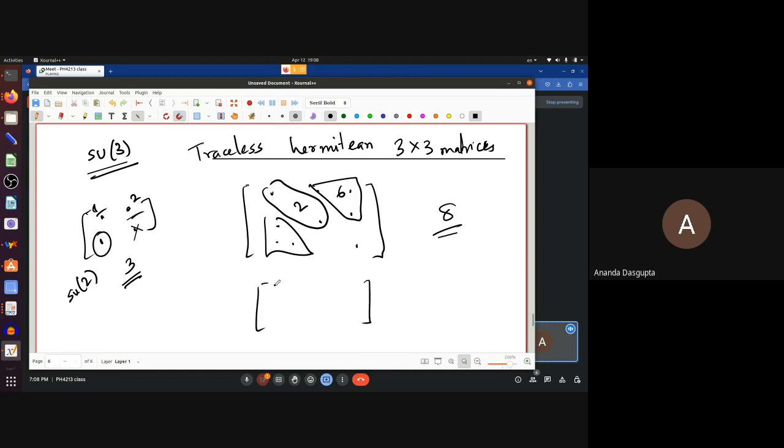Just for example, if this is X, this is Y, this will be minus X minus Y. So it will be X into 1, 0, 0, 0, minus 1, 0, 0, 0, 0. That's one possible choice. Then if this is U plus IV, this will be U minus IV. So it will be U into 0, 1, 0, 1, 0, 0, 0, 0, 0. That will be another of the matrices, and so on.